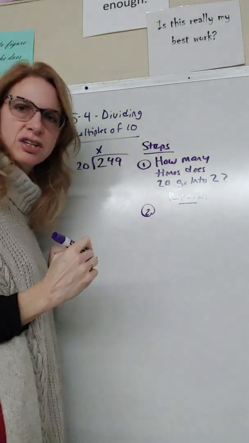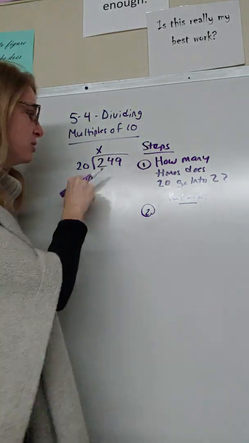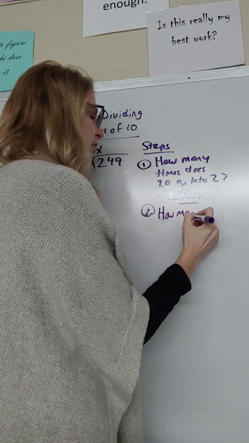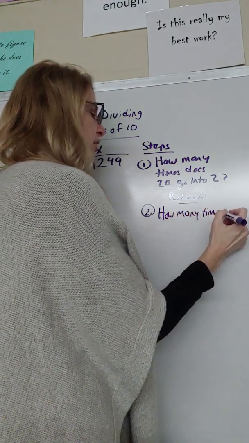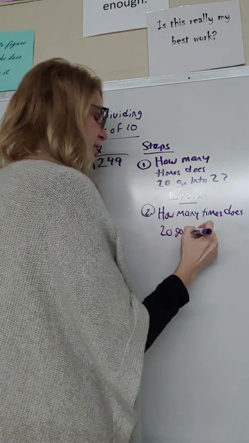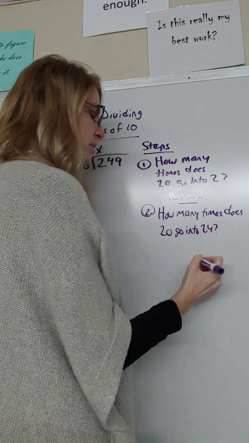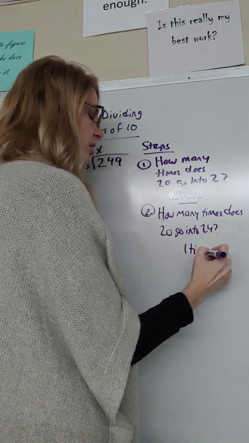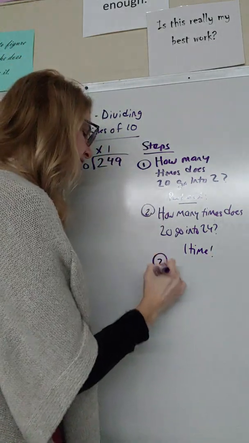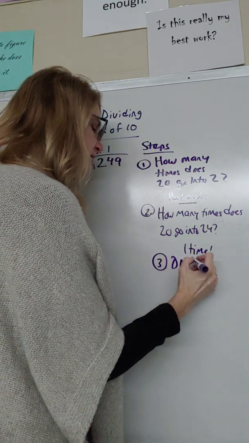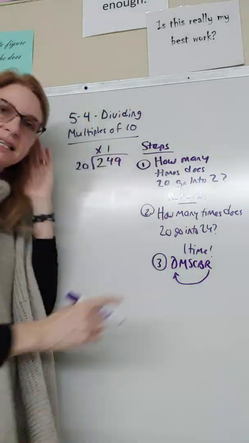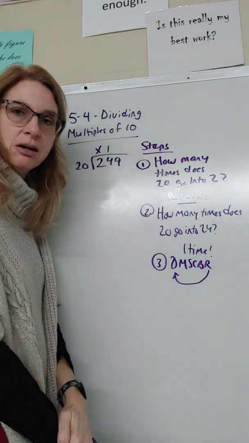So what's my second question going to be? How many times does 20 go into 24? One time. So I'm going to put a 1 here. And for step 3, I'm just going to put, does McDonald's serve cheeseburgers raw? With our repeat. Divide, multiply, subtract, check, bring down, repeat.